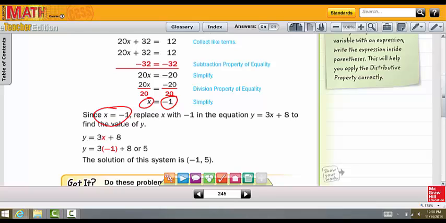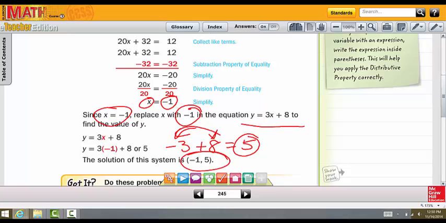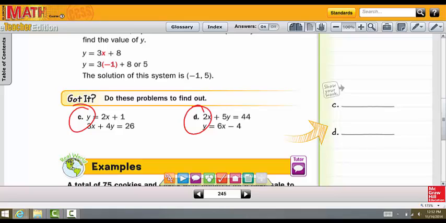So now we can replace x with negative 1 in this equation, y equals 3x plus 8, which is one of our original equations. So we have y equals 3x plus 8. We put in negative 1 for x, and we have y equals 3 times negative 1 plus 8. So 3 times negative 1 is negative 3, plus 8 equals positive 5. Again, we have two different signs here, so we find the difference, which is 5, and it's more positive than negative, so we have a positive 5. So our point becomes negative 1, positive 5, and right here is our final answer. Please press pause and do letters C and D.